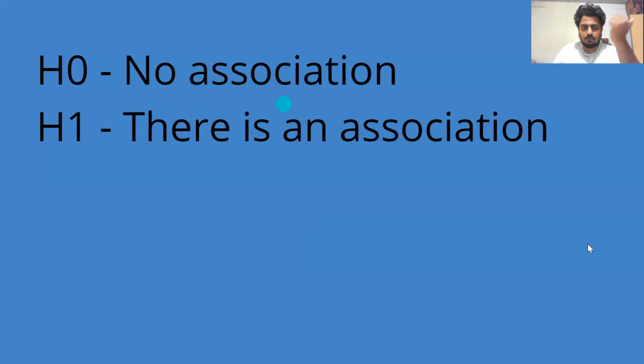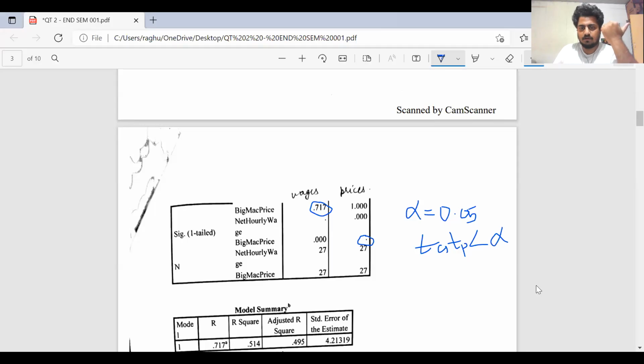So the conclusion is that the price of the Big Mac burger is positively associated with the net hourly wage in that particular country, and this result can be applied to any country. This result is applicable to any country.